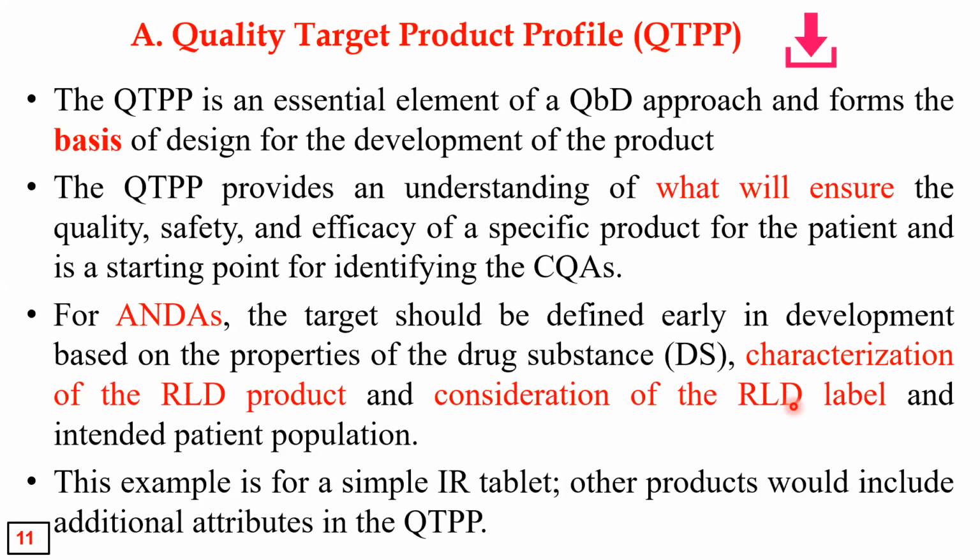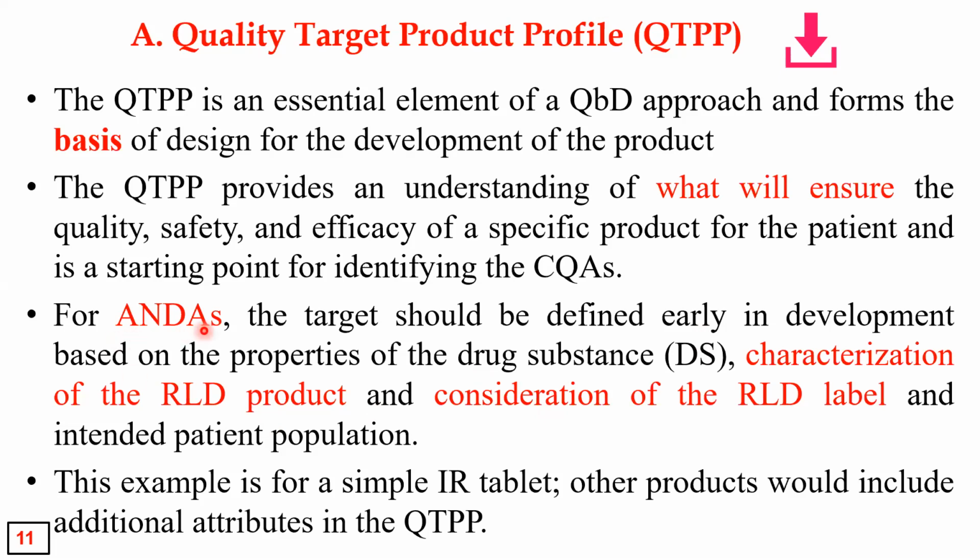Suppose the reference listed product of Acitretin has 80% dissolution in not less than 30 minutes. Then our QTPP is also the same thing. We want to develop a QbD tablet whose dissolution is not less than 80% in 30 minutes. That's the whole idea of QTPP in the case of ANDAs.